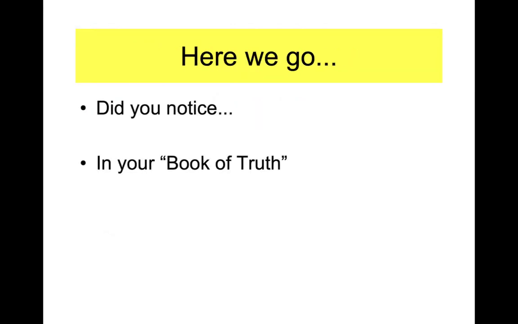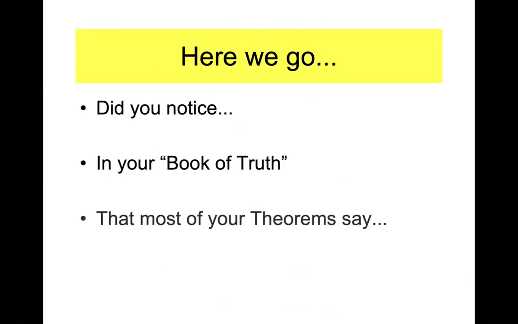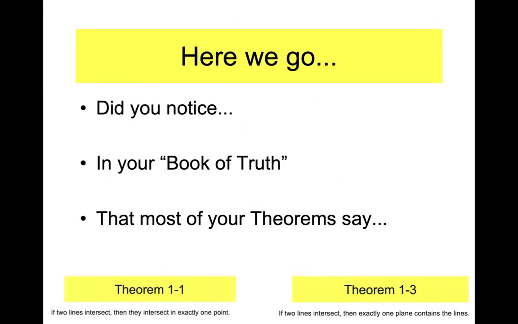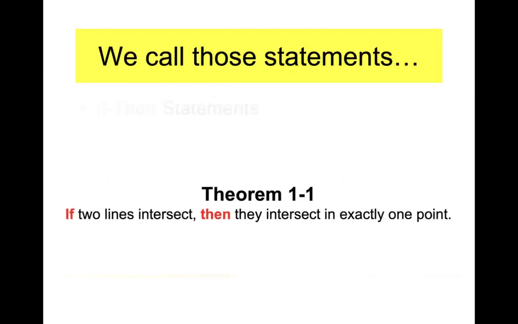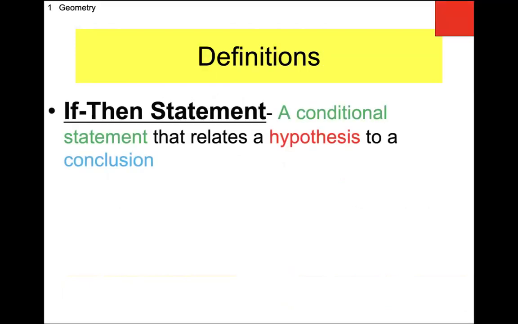Did you notice that in your book of truth, the things that you're writing down, most of the theorems, 1.1, 1.2, 1.3, say if blah, blah, blah, then something else? Notice that both theorem 1.1 and 1.3 start off with the word if, and then there's a comma, and there's a word then. We literally call those if-then statements. And you can kind of see why they're in red. They're called if-then statements. So let's write that down.